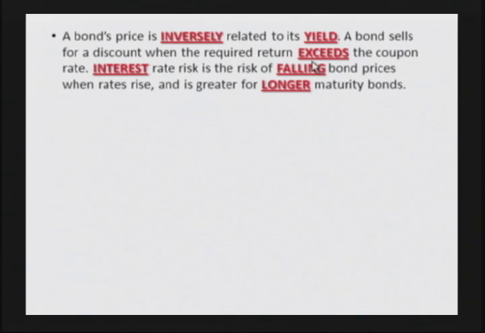And we know that interest rate risk is the risk of falling bond prices when rates rise, and that is greater for longer maturity bonds. That was all spelled out within Chapter 7 in the interest rate risk example for bond X and Y, where the longer maturity bond lost more value when the rates went up, everything else equal.